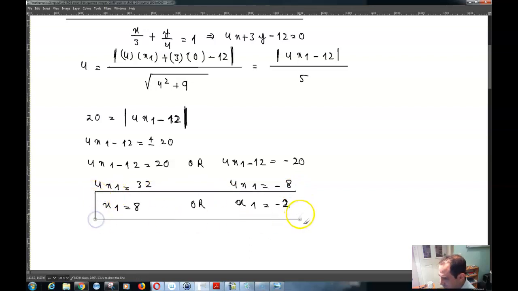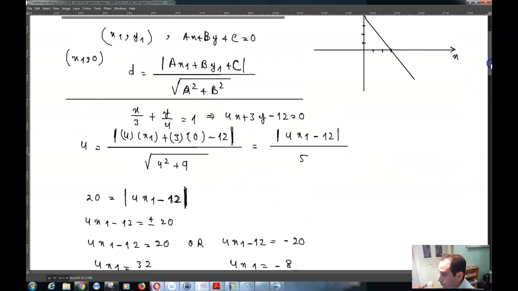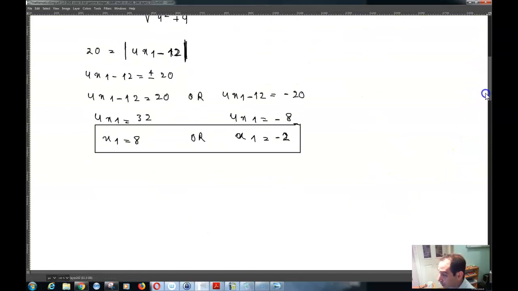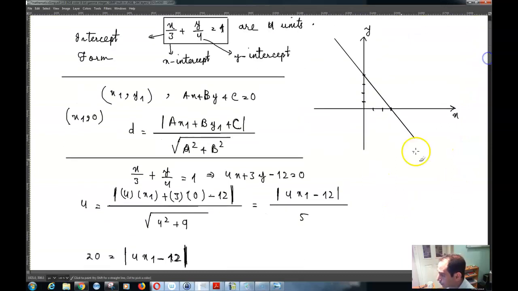So this is your solution set. Either x1 is equal to 8 or x1 is equal to negative 2. So I'll get 2 points over here. That means that I will get 2 such points over here: 8, 0 and negative 2, 0.